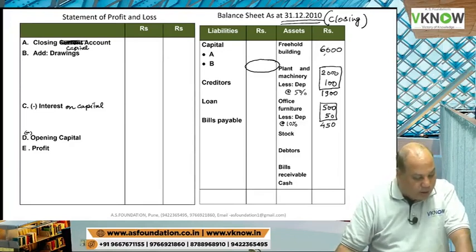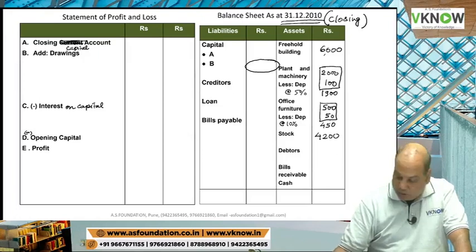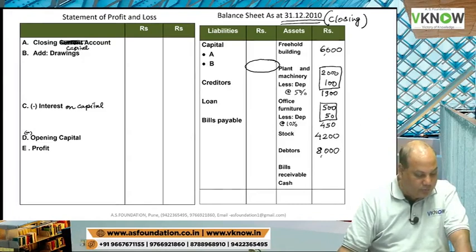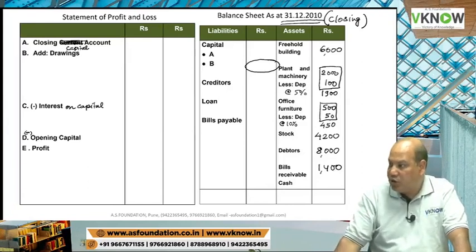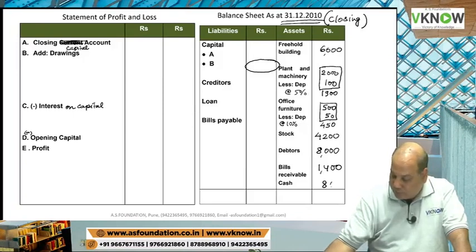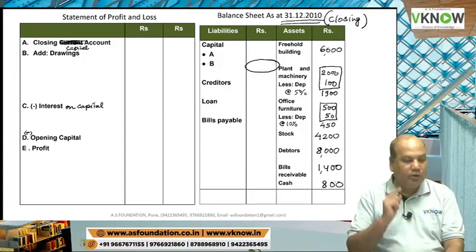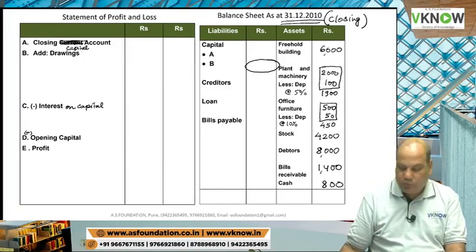Stock is given in the paragraph below. Stock was valued at 4,200. Debtors were 8,000. Bills receivable 1,400, first paragraph below the balance sheet in the question. And cash in hand was 800. We have assumed building figure will not change. Right?